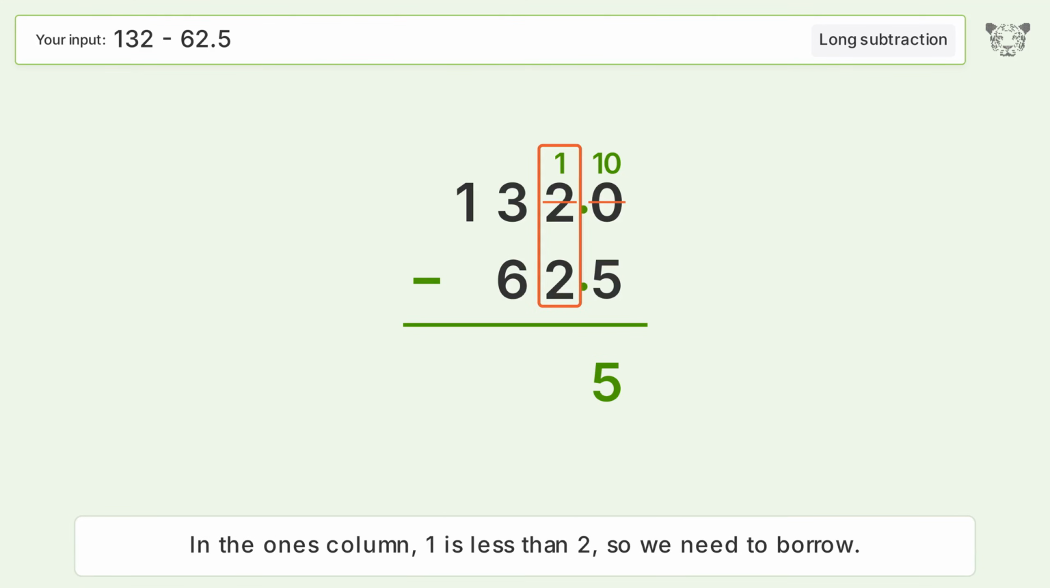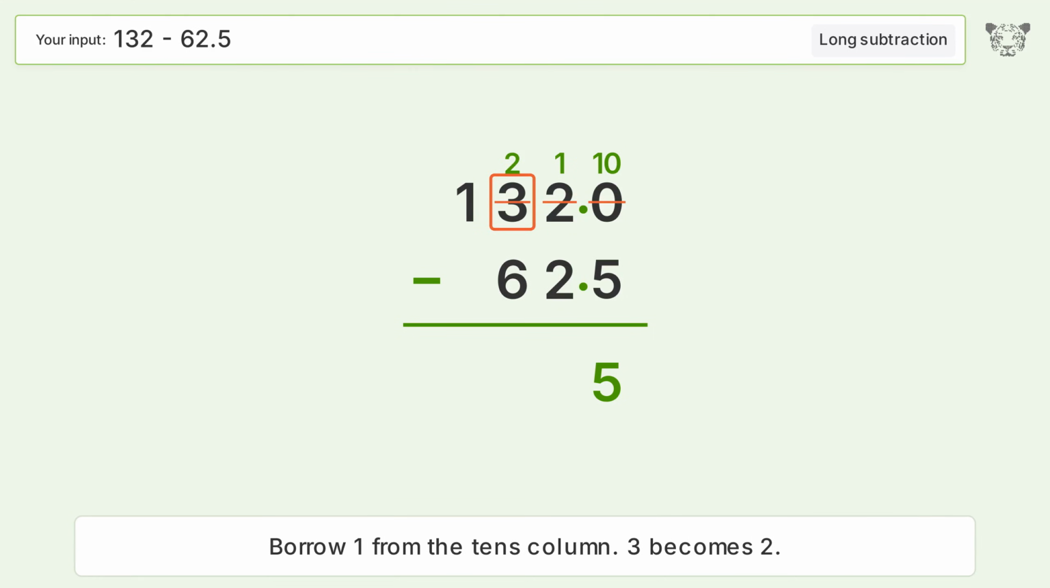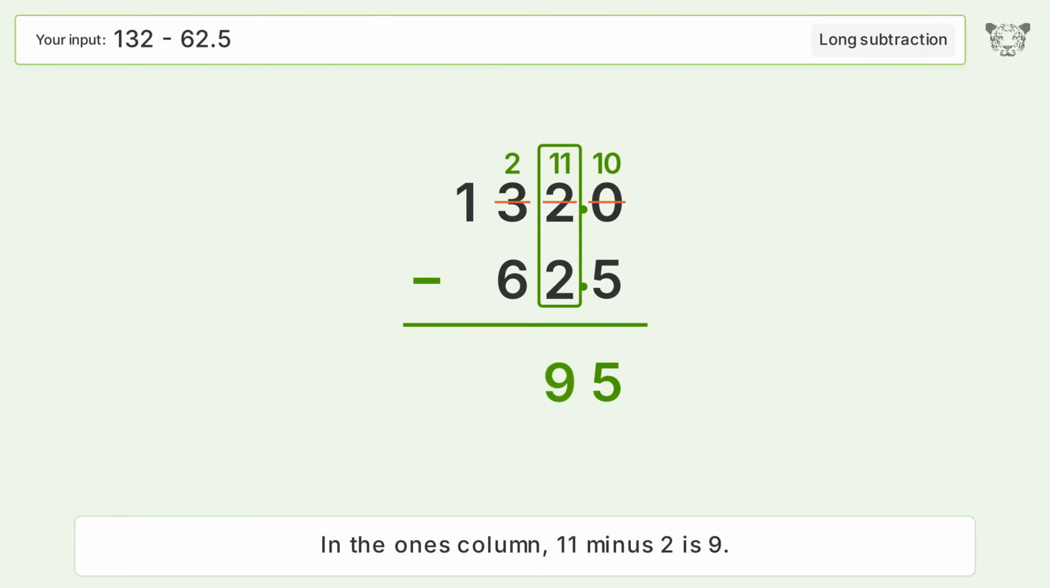In the ones column, 1 is less than 2, so we need to borrow. Borrow 1 from the tens column. 3 becomes 2. The 1 in the ones column becomes 11. In the ones column, 11 minus 2 is 9.